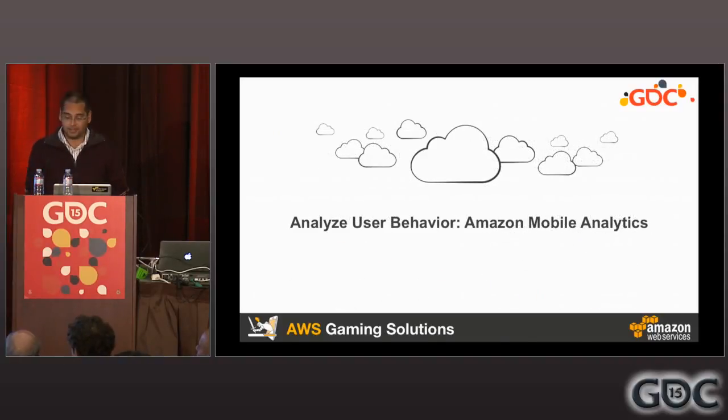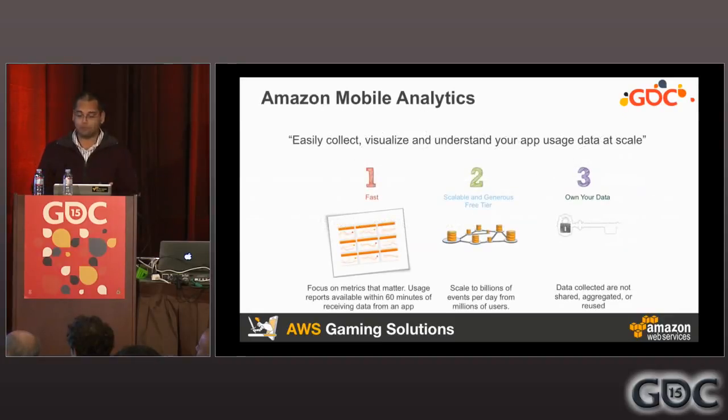Next step is analyzing user behavior. And for that, we provide Amazon Mobile Analytics. There's three major advantages to using mobile analytics. First of all, it measures the most commonly measured metrics automatically for you. You don't have to write any custom logic to measure events like daily active users, monthly active users. I'll go over the different metrics that we support.